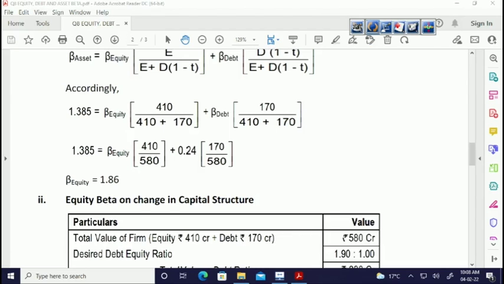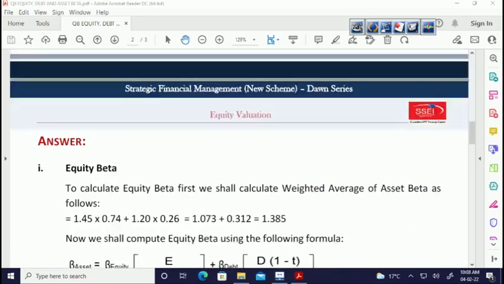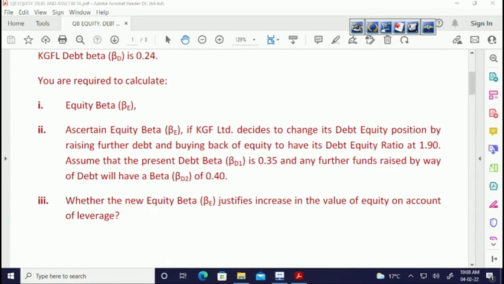Okay. Now, let's look at the second part of the question. Ascertain the equity beta. Once again, calculate the equity beta if KGF decides to change its debt equity position by raising further debt and buying back equity, leveraged buyback. We are raising more debt to buy back equity to have its debt equity ratio 1.9. So see, we are not raising debt to expand the balance sheet. Okay, we are raising debt to buy back equity.